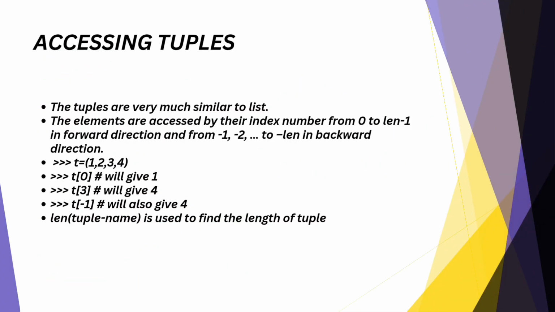Accessing a tuple is very similar to a list. The elements are accessed by their index from 0 to length minus 1 in the forward direction, and -1, -2 to minus length in the backward direction. Let us take an example, 1, 2, 3, 4. Here t[0] will give you 1, t[3] will give you 4, t[-1] will give you 4, and len, the length function, is used to find the length of the tuple.